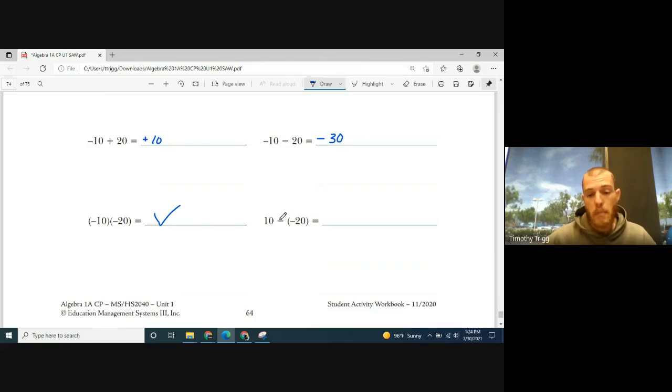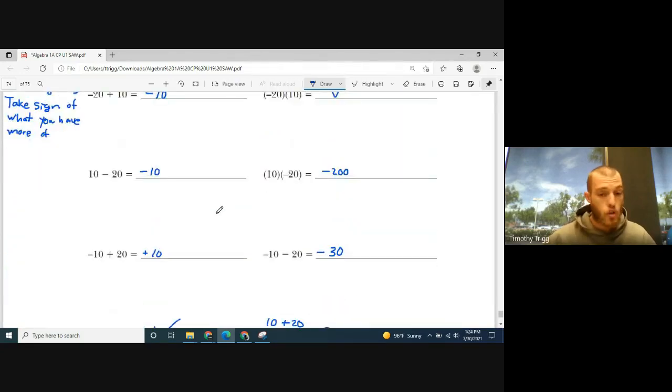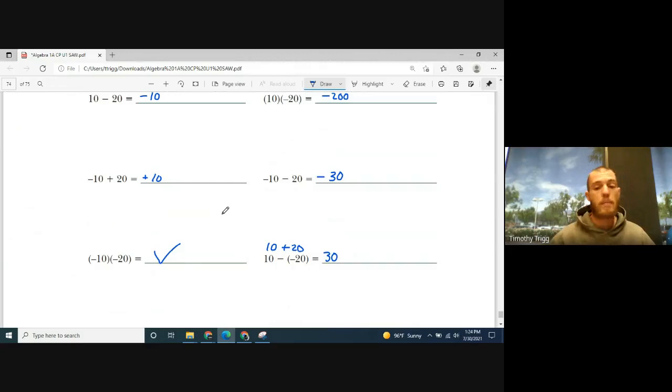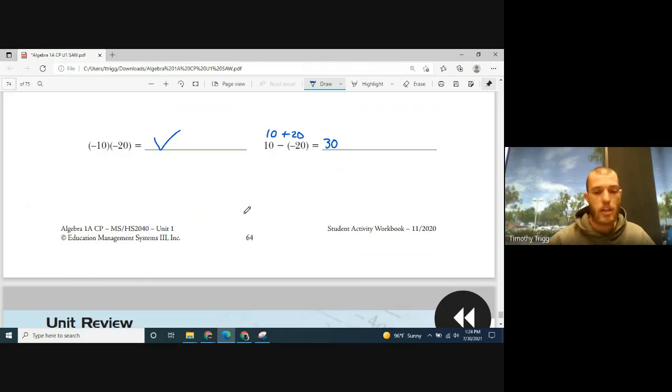Here, this minus negative 20, that's the same as saying plus 20. So I could rewrite this problem as 10 plus 20. Well, that's 30. Okay. Now with these adding and subtracting rules, I know they're tricky, but as you keep on going through the class and keep on practicing them, they'll become kind of just intuitive. Okay.